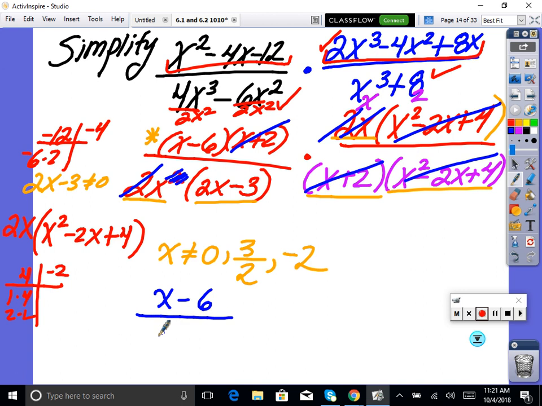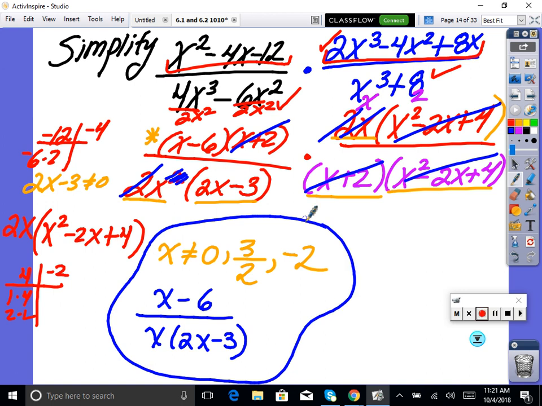On bottom, I had an x, and I had a 2x minus 3. And I just had that extra restriction. All good with that? Because we had an x squared right here, and an x up here. So x and x squared would simplify to be 1x down here. Good questions. Okay. So I'm not going to do any more.